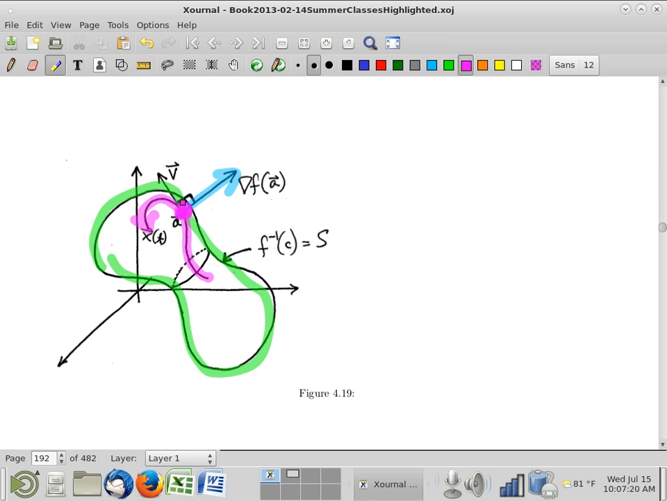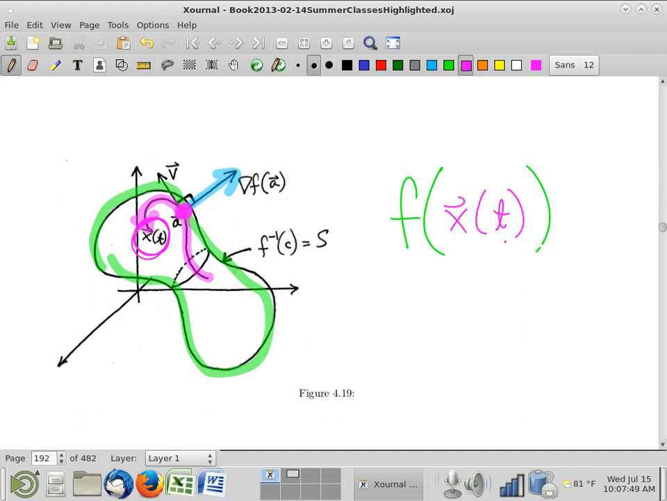So let me write this down. I want to talk about, pencil. What is the value of the function f on these points x of t as I move along that level set? Does everybody see what I want to talk about? Now, what can we say about these values?